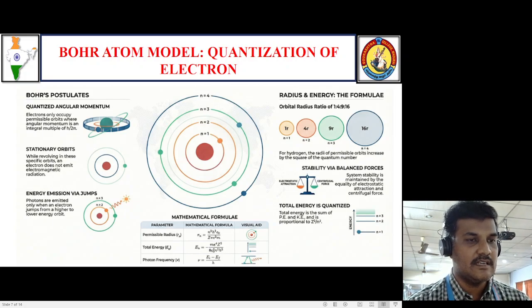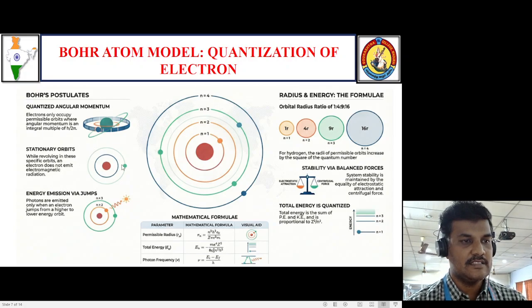Conclusively, Bohr has derived two important postulates. The first important one is that electrons only occupy permissible orbits where the angular momentum is an integral multiple of h cross, and in the stationary orbit electrons won't emit any photon energy. It's a highly stable condition. The electron doesn't emit electromagnetic radiation in this state. When the electron jumps from a higher orbital into a lower orbital, it will emit energy, and the orbital radius is maintained as 1:4:9:16, like that.